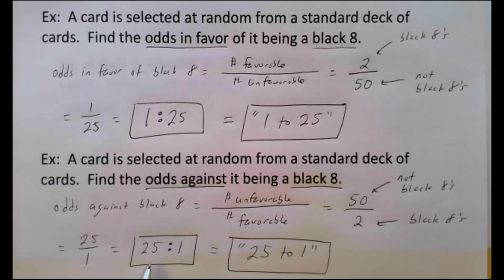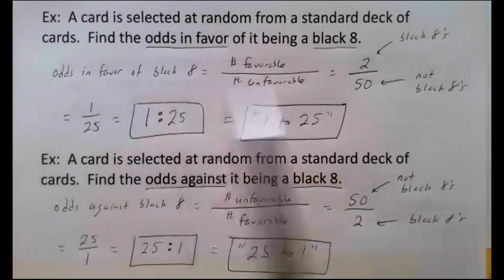That means for every 25 times that you don't get a black 8, there should be 1 time that you do. You pick a card out of a random deck a bunch of times. For every 25 times that you did not get a black 8, there should be 1 time that you did. That's what we mean by odds against. Unfavorable over favorable. Odds in favor is favorable over unfavorable. They're just flipped.